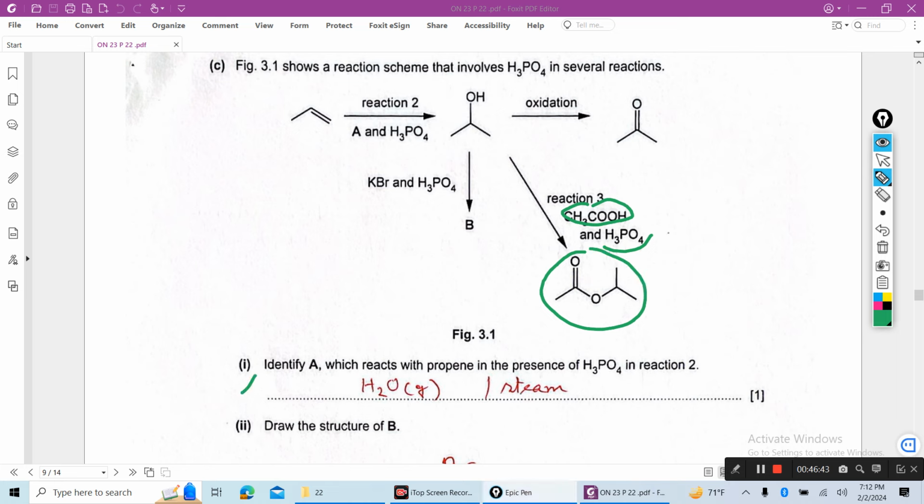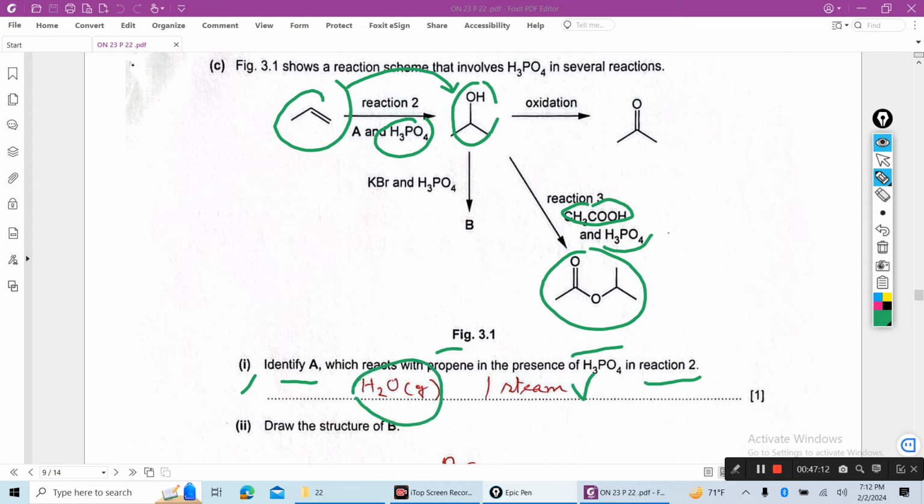Now you are asking the question, identify A which reacts with propene in the presence of phosphoric acid in reaction 2. So your reaction 2, alkene reacts with A to form alcohol. That means alkene reacts with steam in presence of phosphoric acid catalyst to form alcohol. So answer will be water gas, this is the steam, or you can write steam.